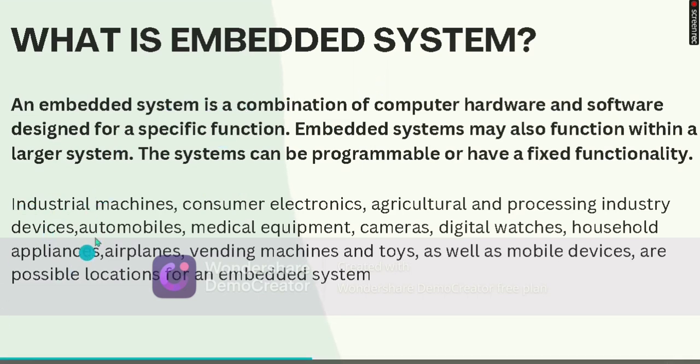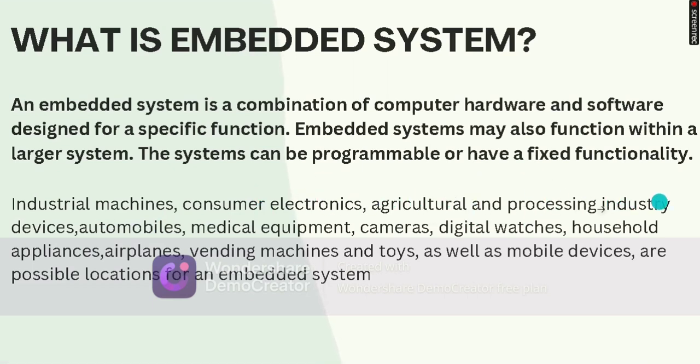Embedded systems are used in industrial machines, consumer electronics, agriculture, processing industries, automobiles, medical equipment, cameras, digital watches, mobile devices, household appliances, aeroplanes, etc.